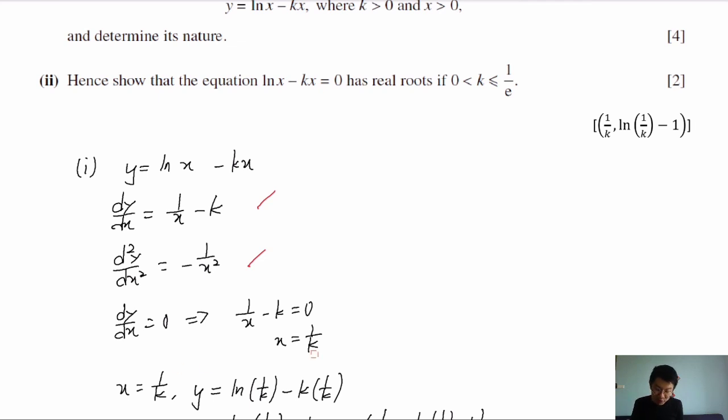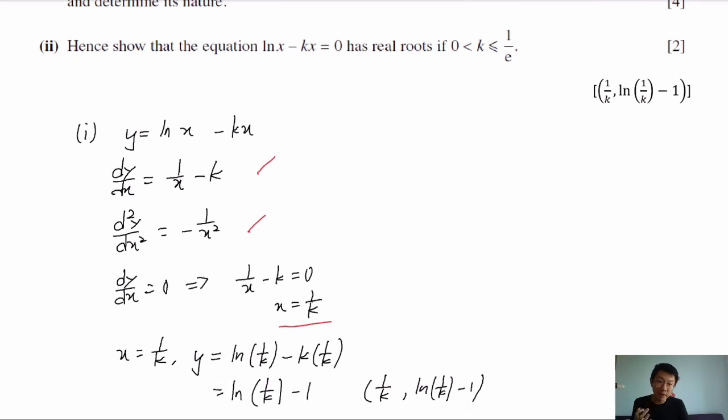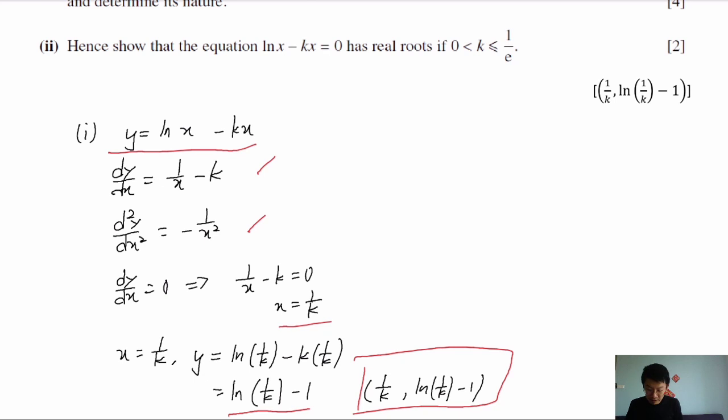We need to find the stationary point, or the turning point. The turning point is when dy/dx is equal to 0. When dy/dx is equal to 0, we can solve for x very easily. So the x coordinate is 1 over k. But they need the coordinates, so we cannot just find x, we need to find y. Just substitute x into the equation of the curve, and we get y is equal to ln of 1 over k minus 1. That gives the coordinates of the turning point.